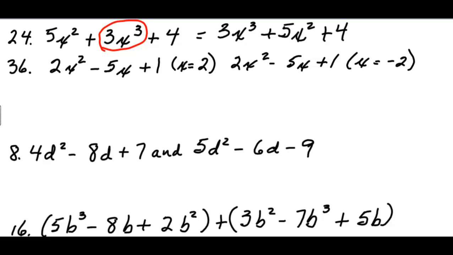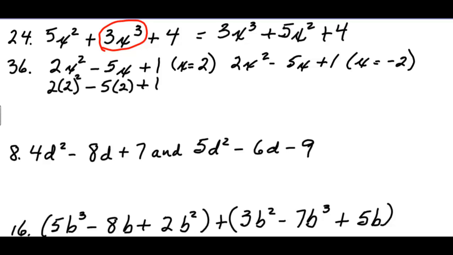Let's now take a look at problem number 36. This is the example of the only other thing that you'll be doing in section 3.3, which is evaluating an expression. And they ask you to do that if x is equal to 2 and x is equal to minus 2. So I've split it apart. We're going to do it for both values. What you do, of course, is put in the value for x. In this case, it's 2 times 2 squared, minus 5 times 2 plus 1.